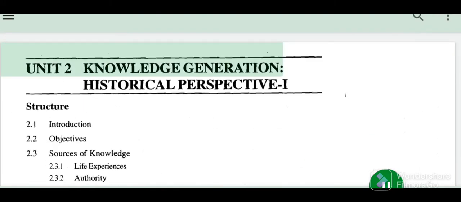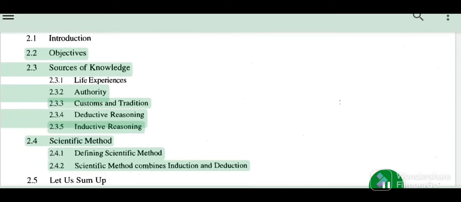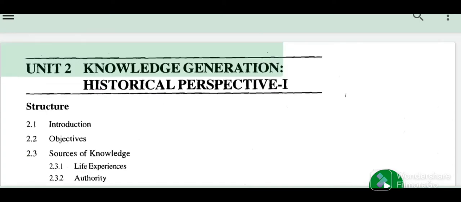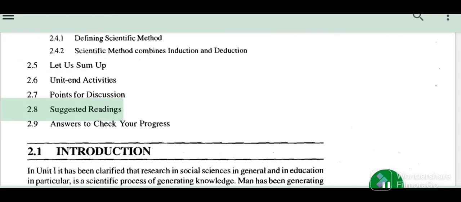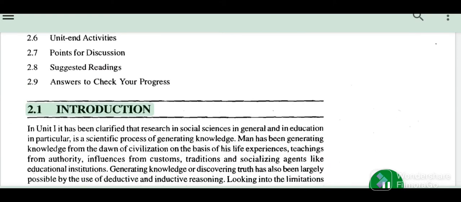Unit 2: Knowledge generation. 2.2 Objectives. 2.3 Sources of knowledge: 2.3.2 Authority, 2.3.3 Customs and tradition, 2.3.4 Deductive reasoning, 2.3.5 Inductive reasoning. 2.4 Scientific method: 2.4.1 Defining scientific method, 2.4.2 Scientific method combines induction and deduction. 2.8 Suggested readings. 2.1 Introduction.